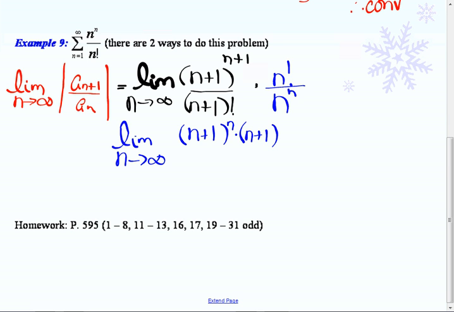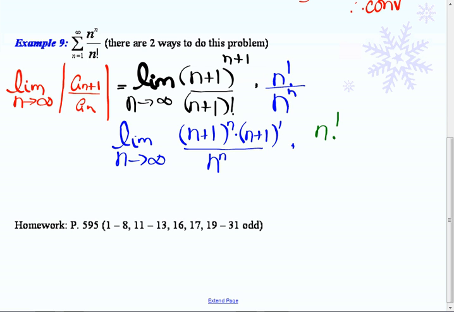N plus 1 to the n plus 1 is n plus 1 to the n times n plus 1 to the first. If the bases are the same, what do you do with the exponents? Add them. This is where you learn your exponents. Now let's put n to the n down here. And then I have what? Times, let's do blue color, n factorial.